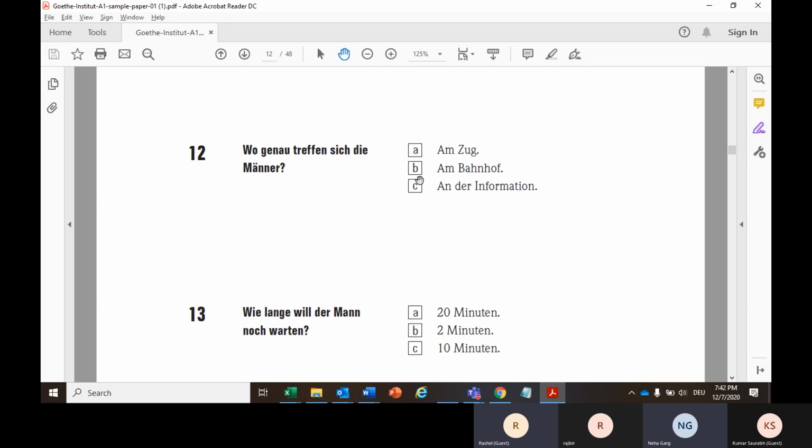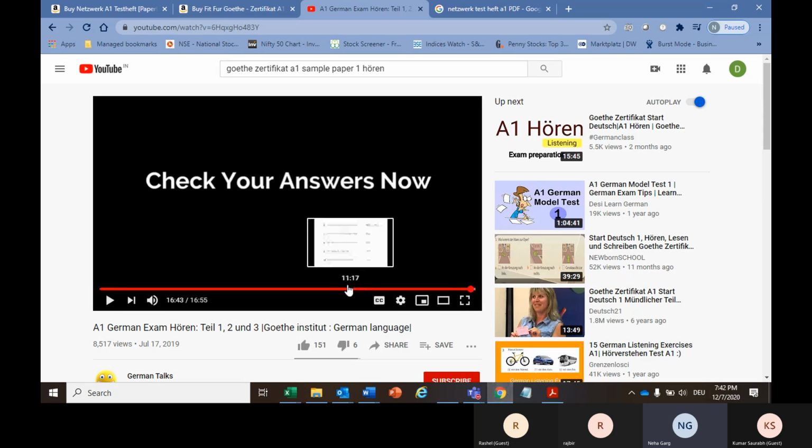Okay, so the correct answer here is say. So the person is waiting for somebody at the railway station, but the question is wo genau treffen sich die Männer, where exactly the two men will be meeting. So the person who is waiting at the railway station is saying to his friend that I'm waiting for you. Ich warte auf dich an der Information. Ich warte an der Information auf dich. So that's why it's say. Let me play it again.